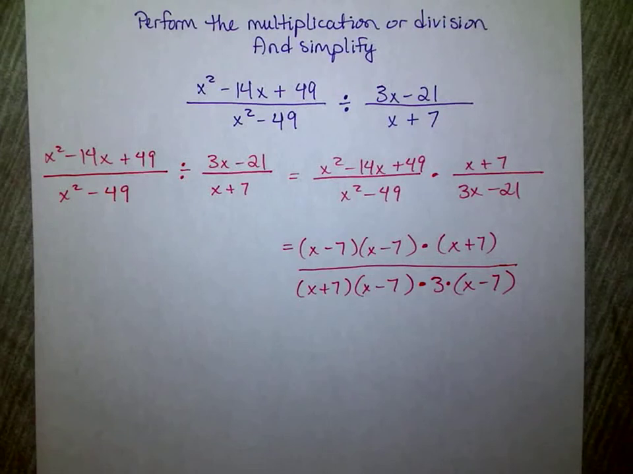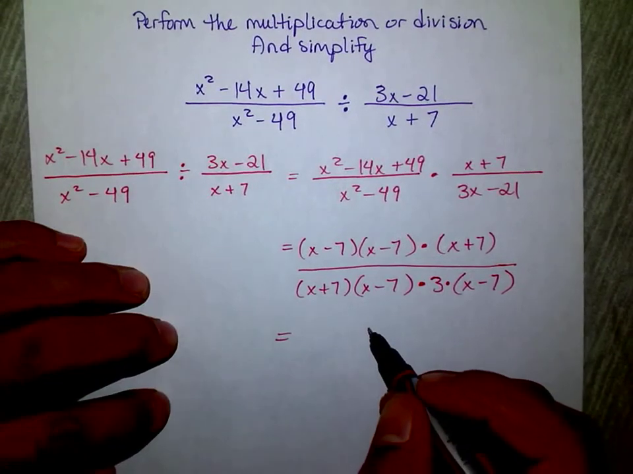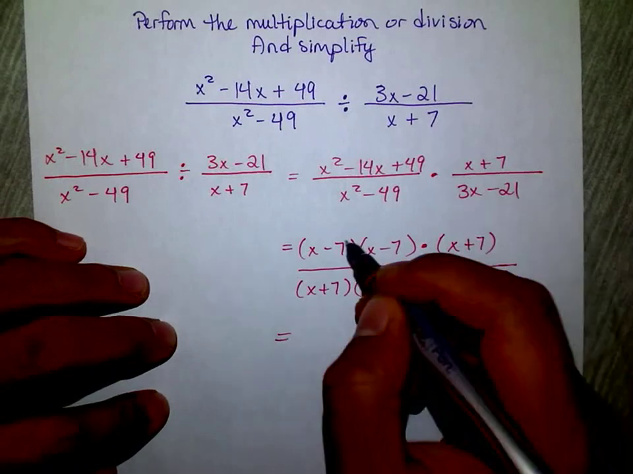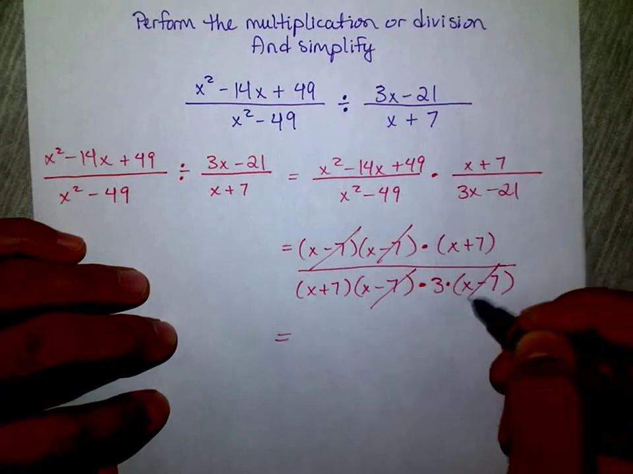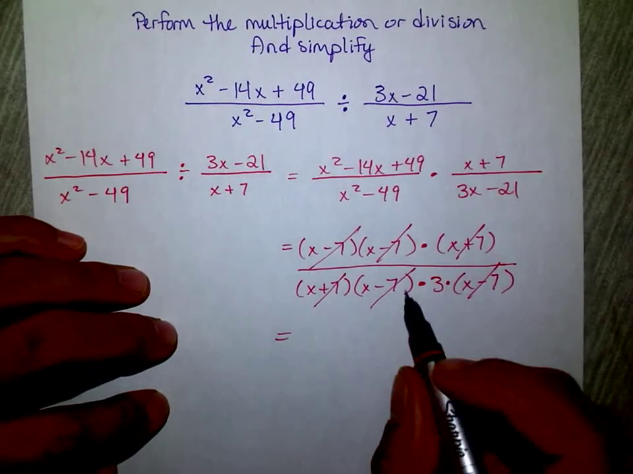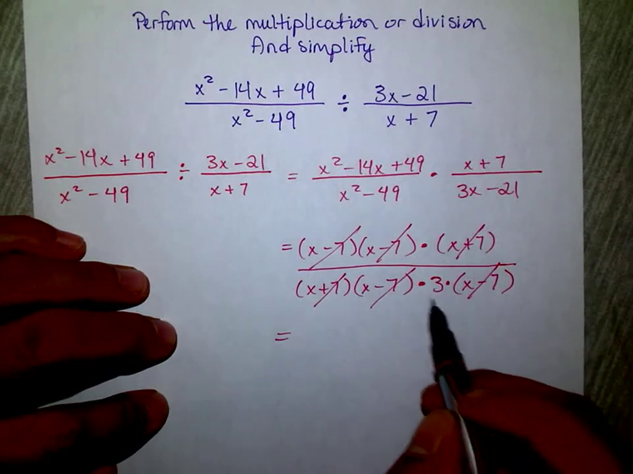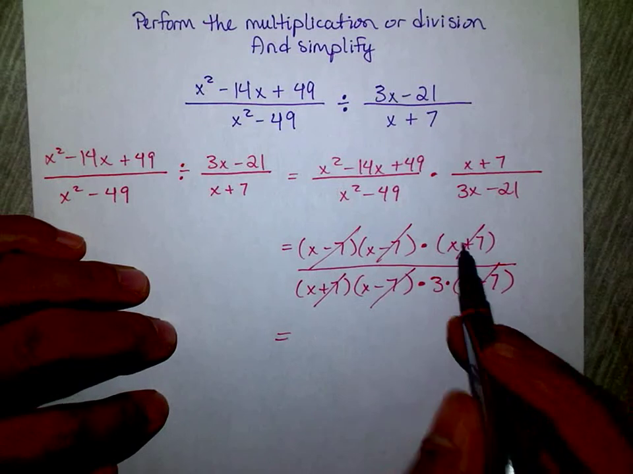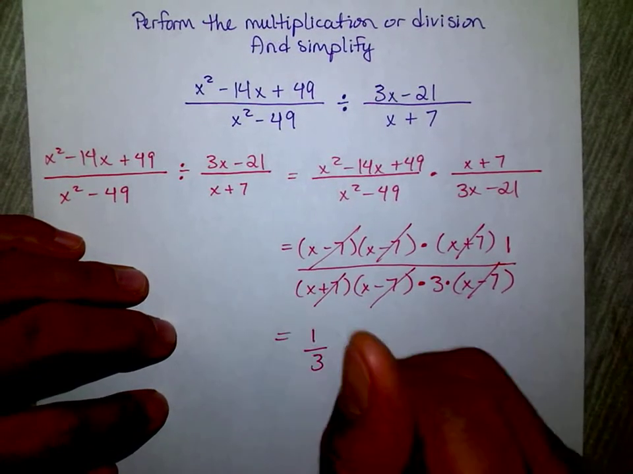Now, this is really simple. We just got to go through and match up, get rid of everything that's alike. X minus 7, x minus 7, x plus 7. I've crossed out everything on the top. I did not cross out everything on the bottom. I still have a 3 there. But since I crossed out everything on the top, I want to go ahead and put a 1. So my final answer is going to be 1 over 3.